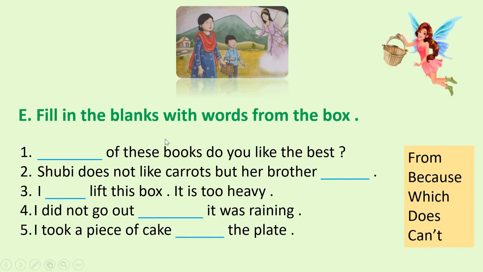Next is, fill in the blanks with words from the box. Few words are given here: from, because, which, does and can't. You have to fill the suitable words in these blanks. Okay? First, dash of these books do you like the best? Shubi does not like carrots but her brother, dash. I dash lift this box, it is too heavy. I did not go out, dash it was raining. I took a piece of cake, dash the plate.